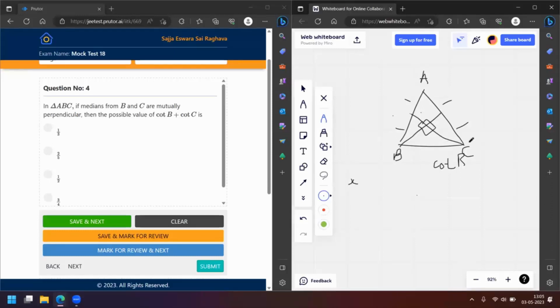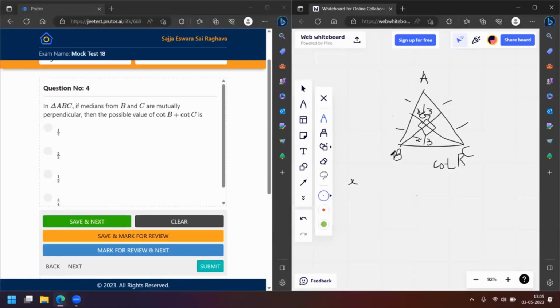We know that the medians intersect at the centroid. Let us also assume the centroid is at G. So the whole length of the median is x, this length will be 2x by 3, and the other length is x by 3. Using the Pythagoras theorem in this right triangle, you will get 4x squared by 9 plus x squared by 9 equal to 1. You will get the value of x.